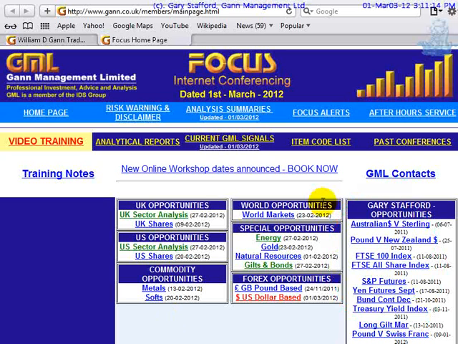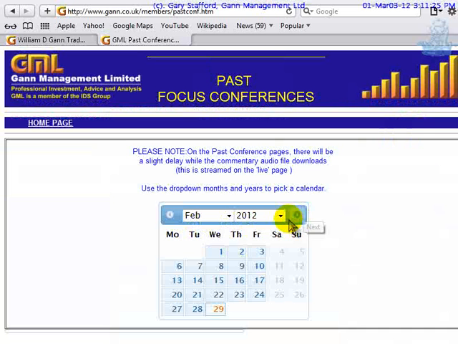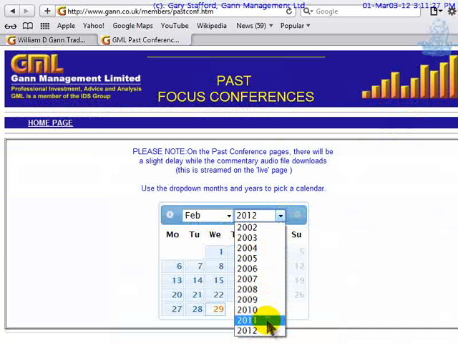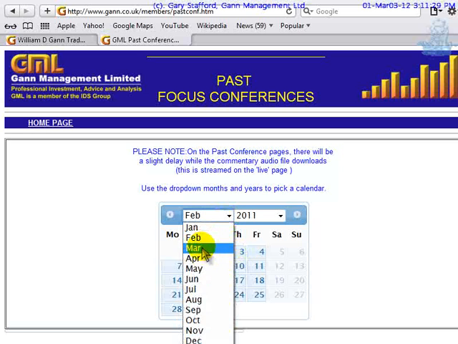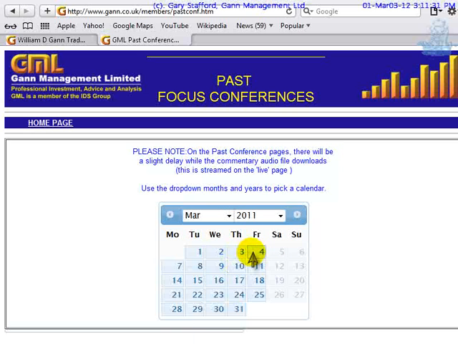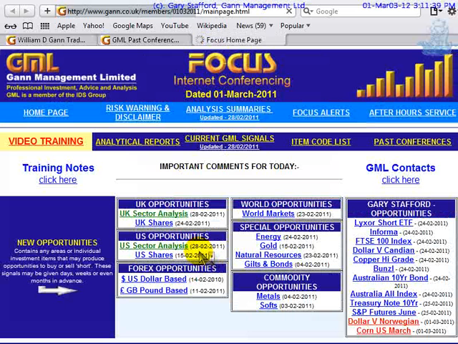Okay, now on the web page you can go back and look at how the actual page looked any time in the past, so you can check what we said. If you click on past conferences, we come up with this. Now we're going to go back a year, to 2011, and then I would pick March, and then I can look at what the website looked like on any date in March. So the first signals I did were on the 1st of March 2011. Now if we click on here, you can see my signals down here.